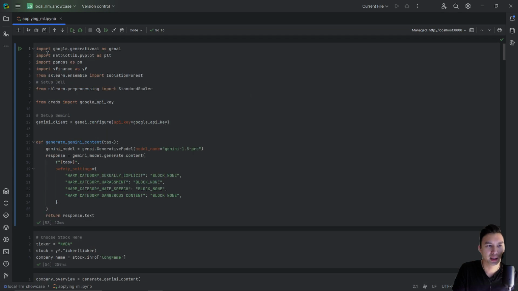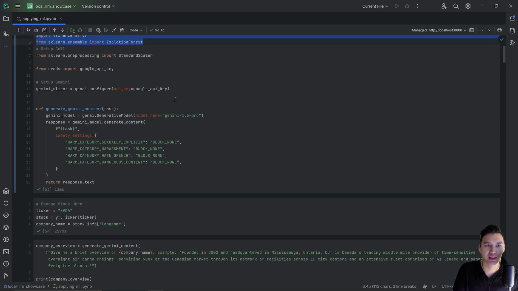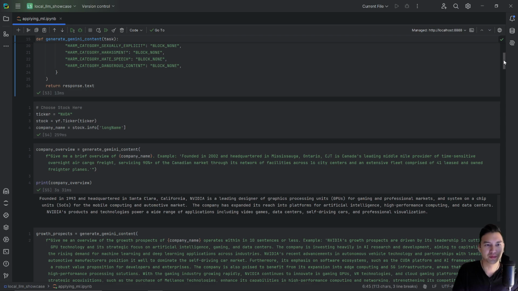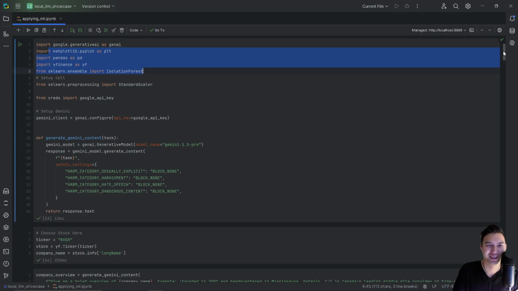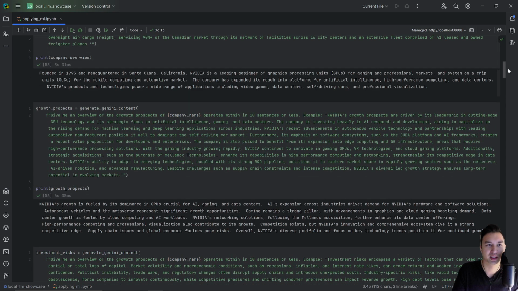So you pull in Google Gen AI to just get an understanding of the business. And then I use Matplotlib, Pandas, Y Finance, and sklearn to run the isolation forest. And then sklearn preprocessing to scale the data so that it doesn't get skewed based off of the largeness or the smallness of the data. I know there's a technical term for it, but it just makes it scalar, between like 0 and 1 or something like that.